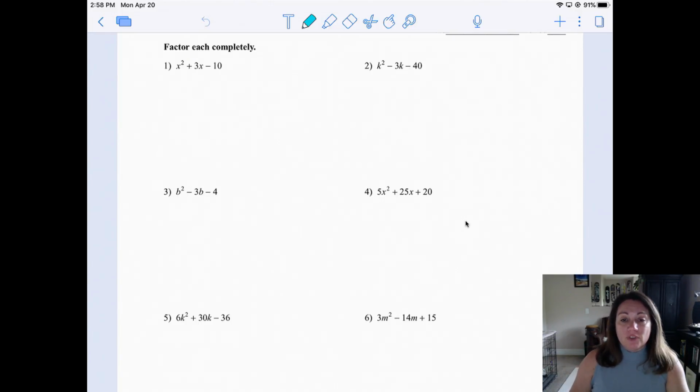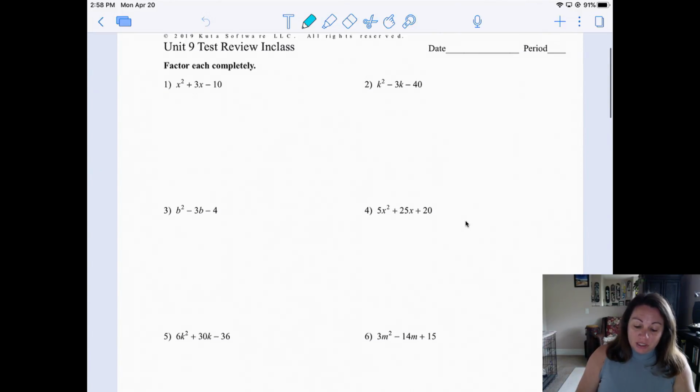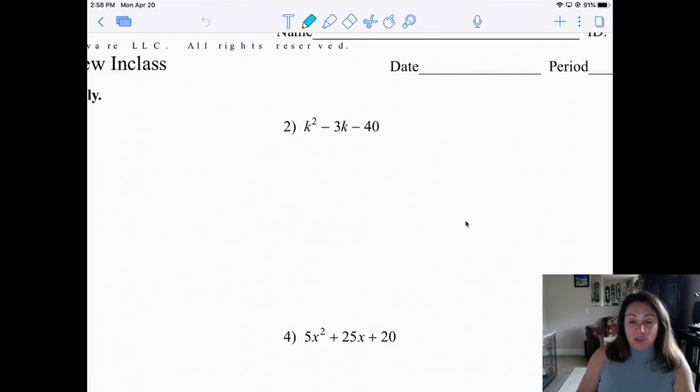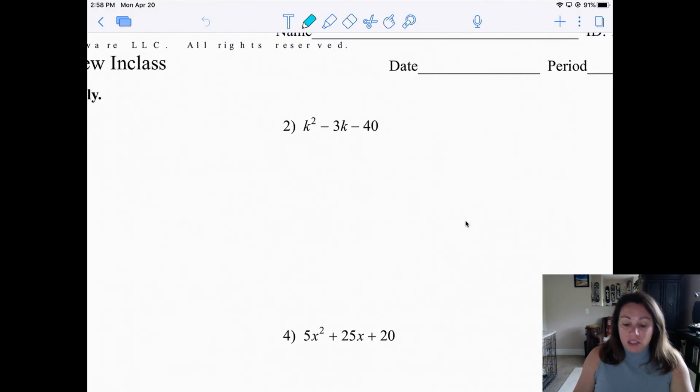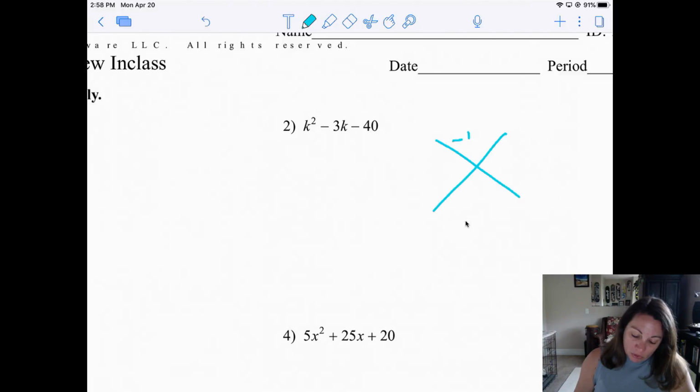Great, let's go. Okay, so we're looking at number 2. Number 2 is a 3-term polynomial, and the coefficient of the squared term, k squared, is 1. And so therefore, this is a simpler factoring case. We simply need to find two values that will multiply to -40, but add to -3. We're always looking to multiply to the c value and add to the b value.